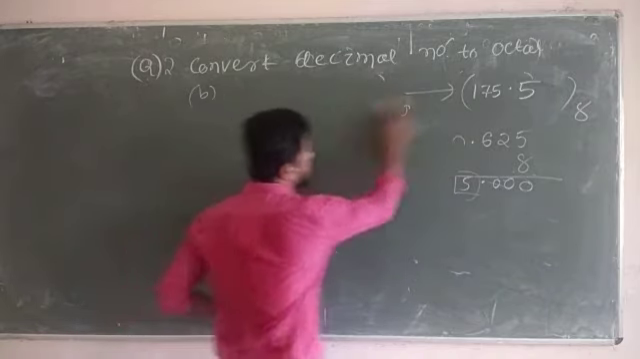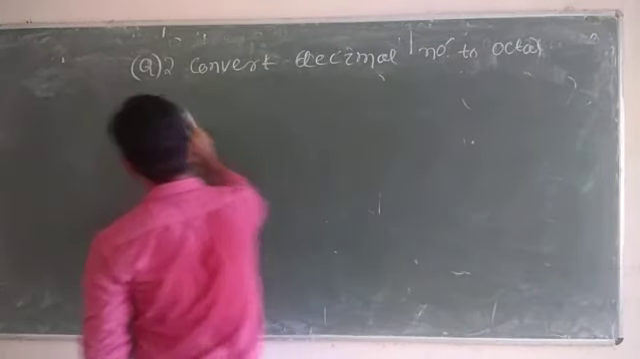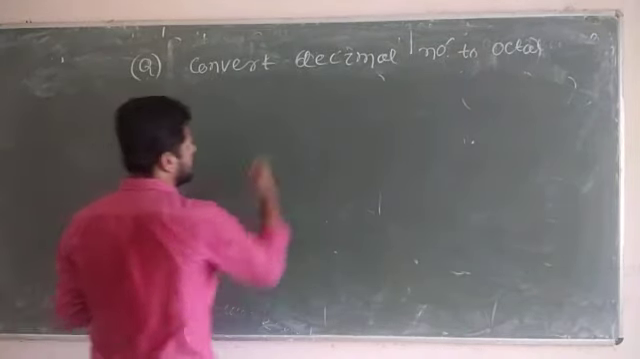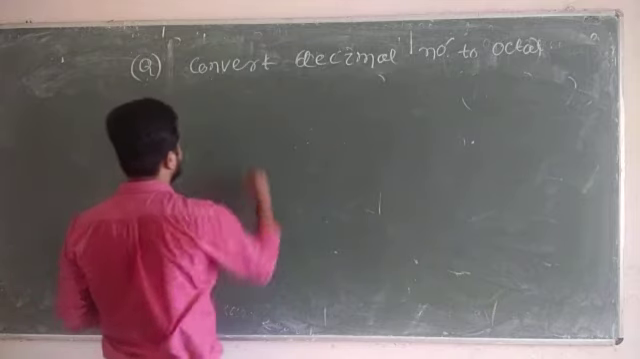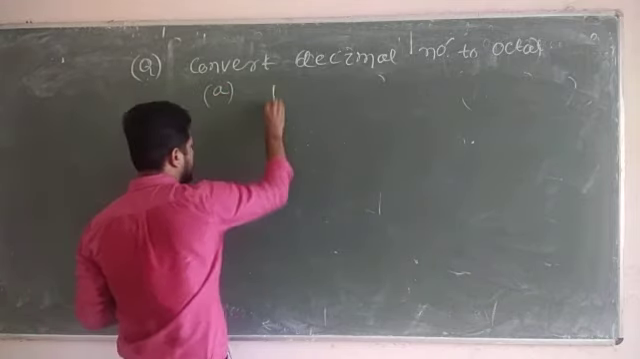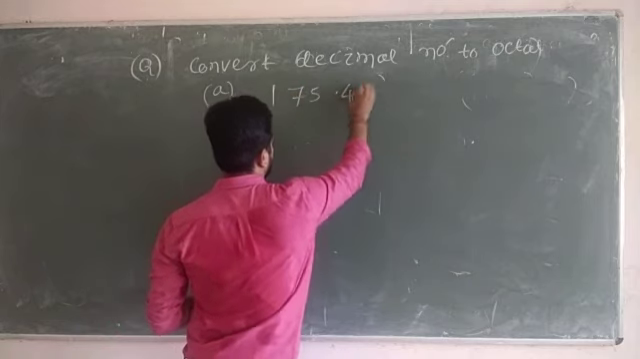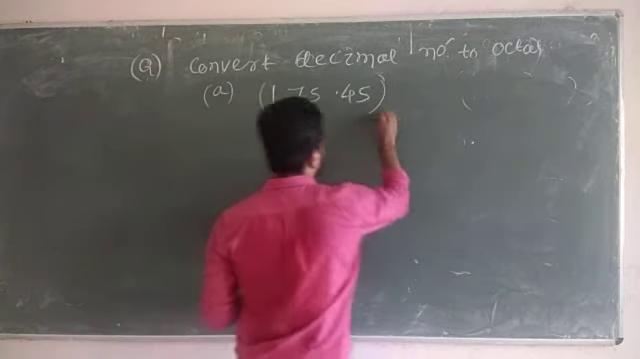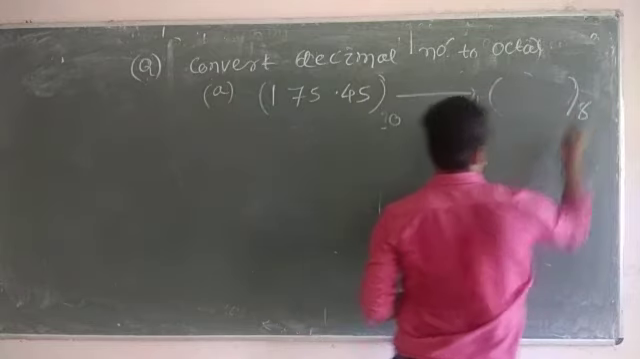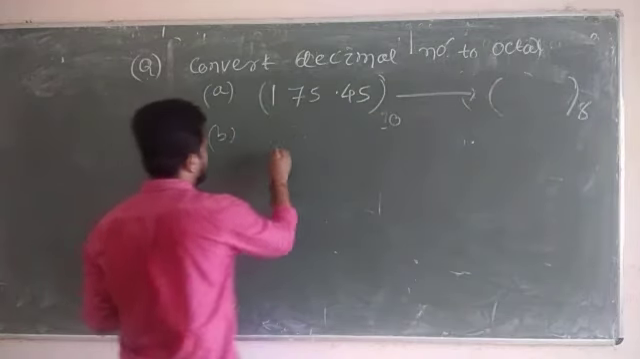Then homework for you, just try this question by yourself. Convert this number from decimal number to octal number system. Question number A, which is given as 175.45 in decimal, just convert into octal.